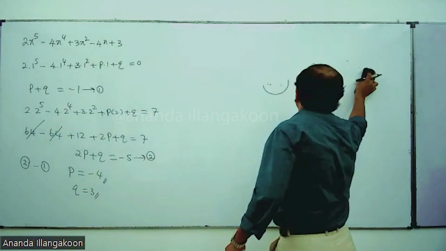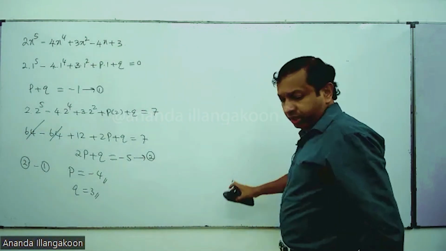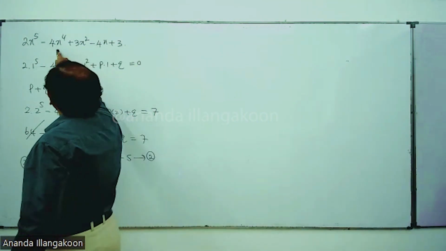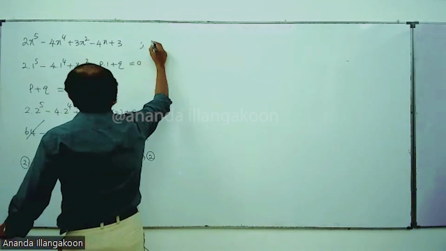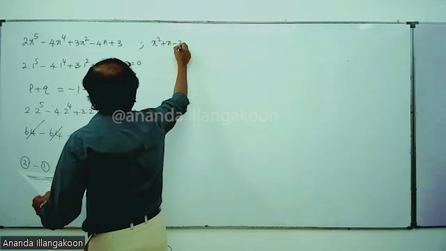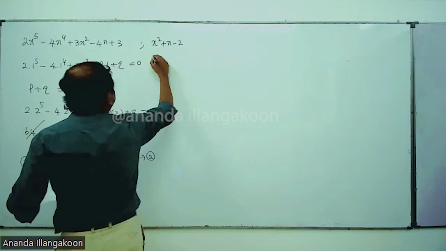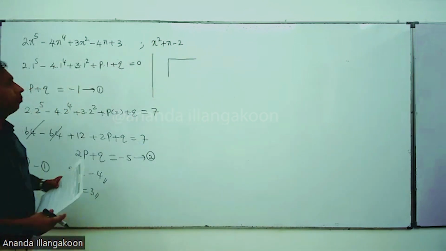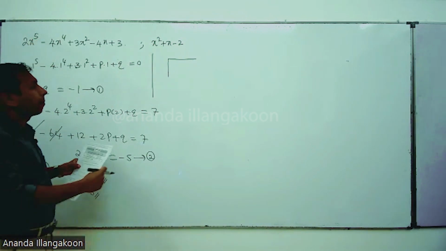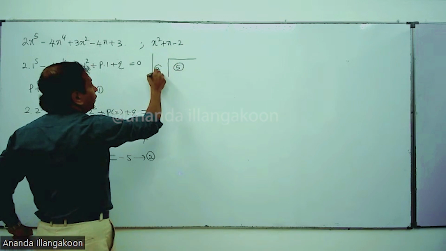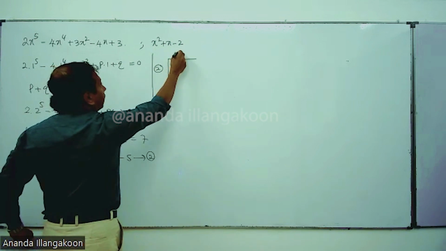Then this is what I assume. When this is divided by the divisor given as x squared plus x minus 2, here the polynomial function is of degree 5. Here degree 5, the divisor is degree 2. Then the quotient should be degree 3.